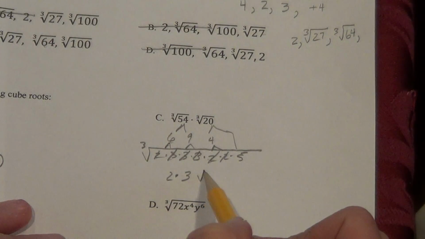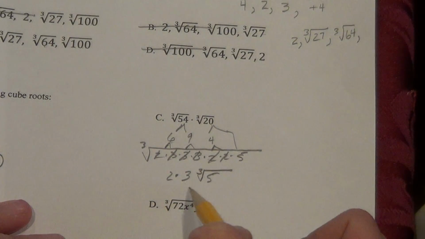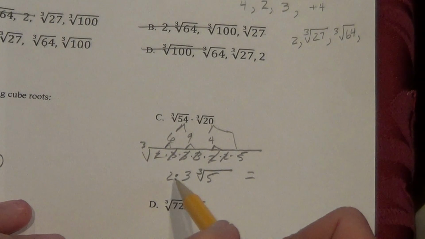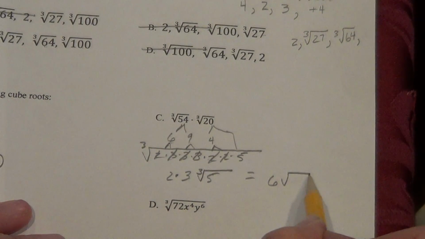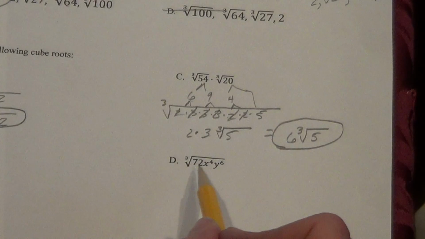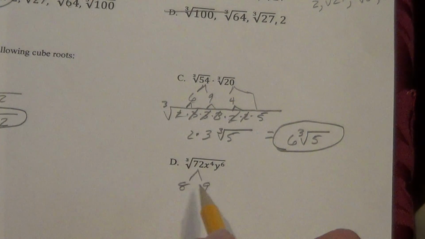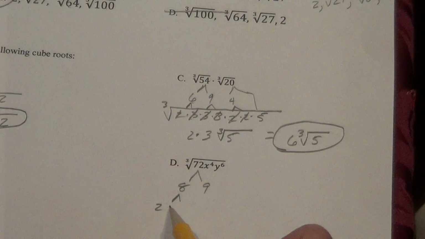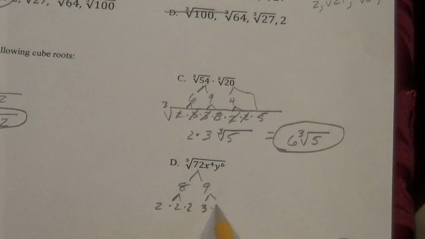And now the cube root, the rule of the prison, sets like that, and we still have to leave a 5 in there. Do one more step of simplifying by multiplying 2 times 3, that's 6. Cube root 5. Okay, cube root of 72, that's 8 times 9. 2 times 2 times 2, and 3 times 3.